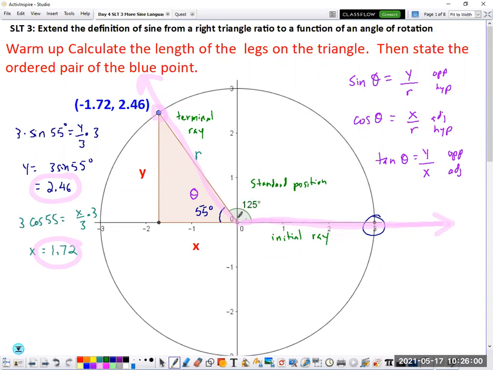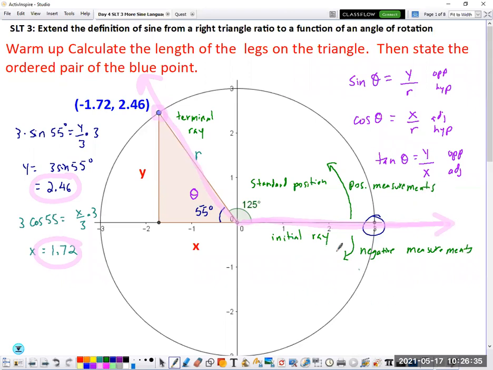Every standard position angle has an initial ray, that's the positive x-axis, and then it rotates. If it's a positive angle, it rotates counterclockwise, like the Ferris wheel. Here's our positive measurements. And if it's got a negative measurement, it's going to come down. It's going to rotate clockwise.